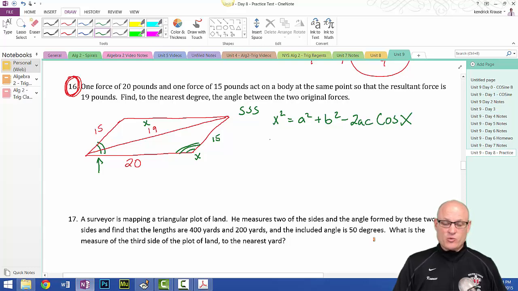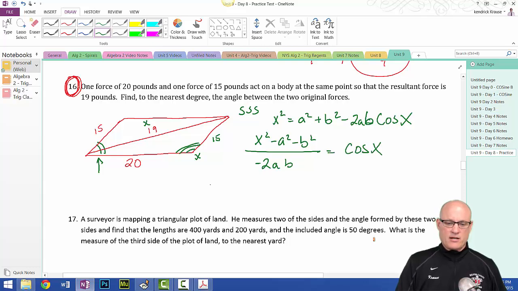I don't really care. Since we have to find an angle, just like we did with all the law of cosines, we're going to isolate the cosine of x. So x squared minus a squared minus b squared all over negative 2ab equals cosine of x. All right. Now, cosine of x is equal to 19 squared minus 15 squared minus 20 squared all over negative 2 times 15 times 20.